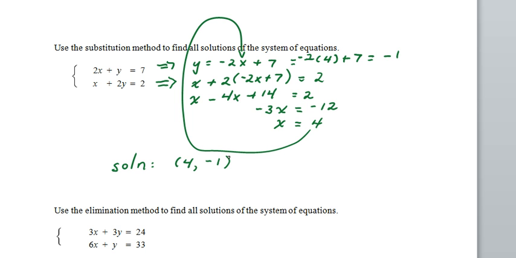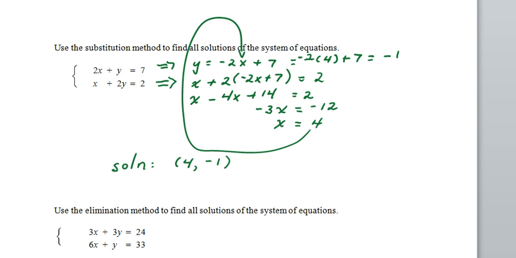This is the point where the two graphs of the two lines cross, and it is the only pair of values that will make both equations true. Notice 2 times 4 is 8, plus negative 1 is 7, and 4 plus 2 times negative 1 is 4 minus 2, or 2. So both equations are satisfied, so we say the system is satisfied.